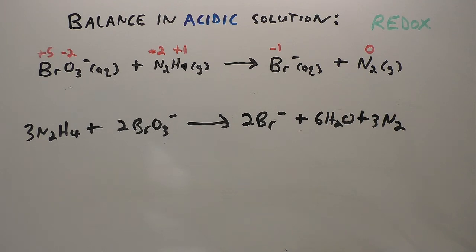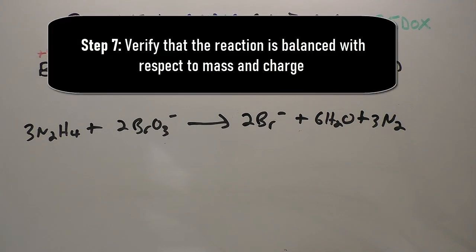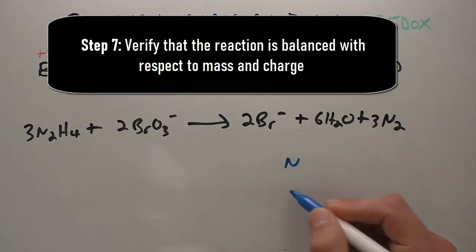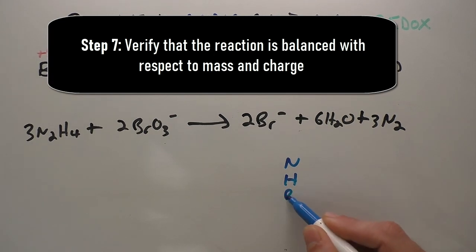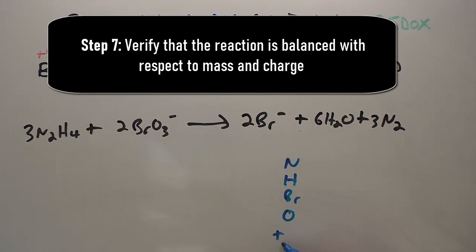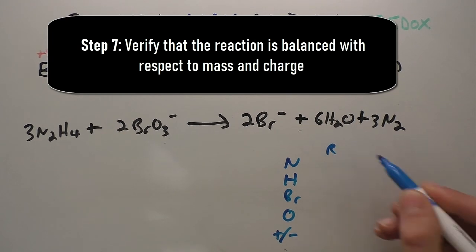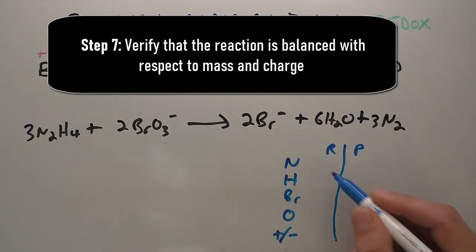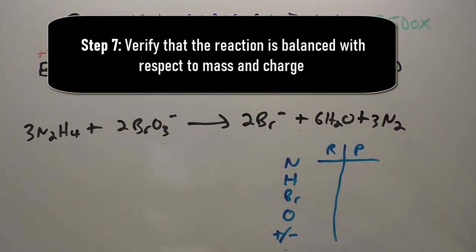And then the final step, step 7, is to verify that the reaction is balanced, both with respect to mass and with respect to charge, right? So if we set ourselves up a little table here with all of the elements, we have nitrogen, hydrogen, bromine, oxygen, and we have charge, right? And we have the reactants and the products. So we need to make sure that the number of atoms of each element is the same on both sides, and that the charge balances also.